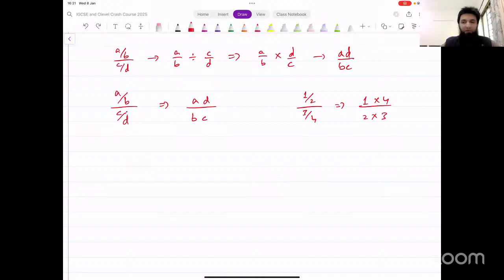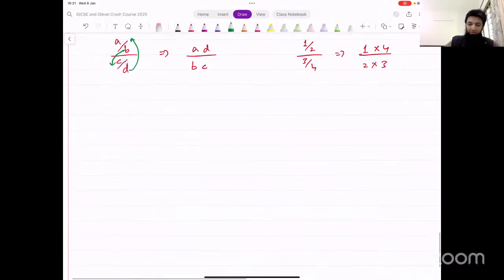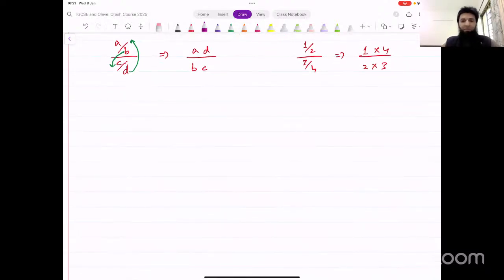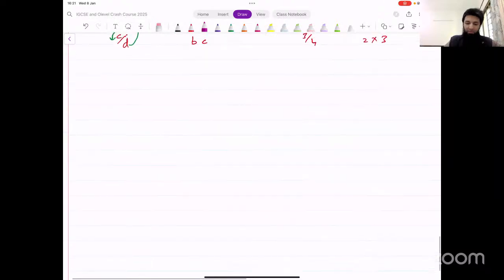So what you can think of in your head is this denominator is going to go here, and this denominator is going to go here. So that gives you AD over BC. Okay, you can remember this directly as well. Do some practice with this, and this makes things quicker. You don't have to write all of that up. Okay.